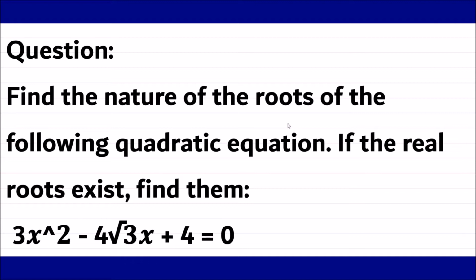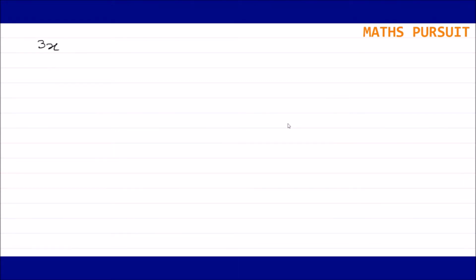Now let us start solving this question. So let me put down the equation here first. It is given as 3x² − 4√3x + 4 = 0. So this is the given equation.